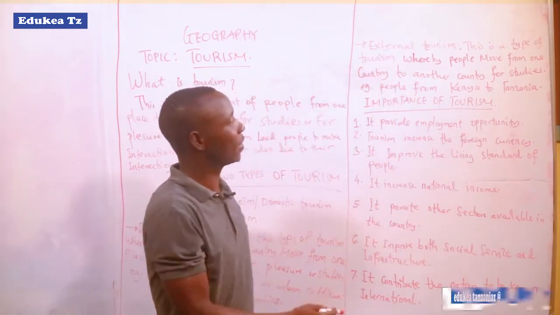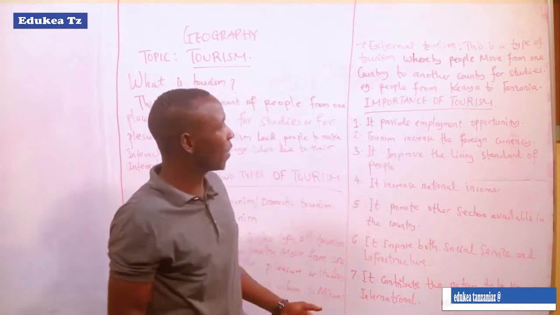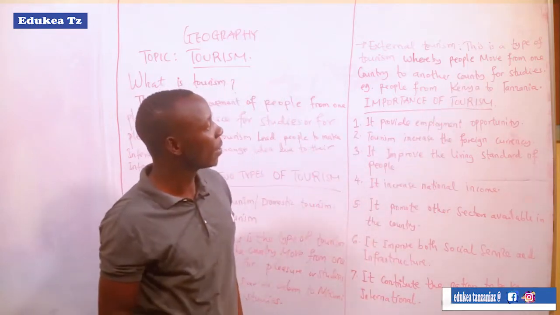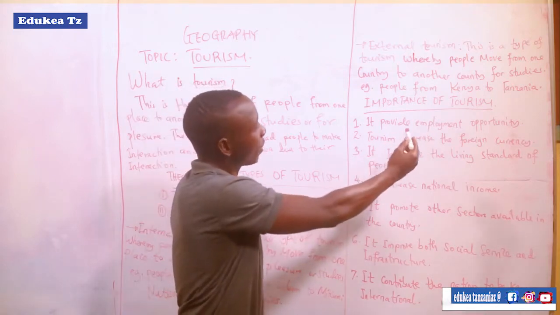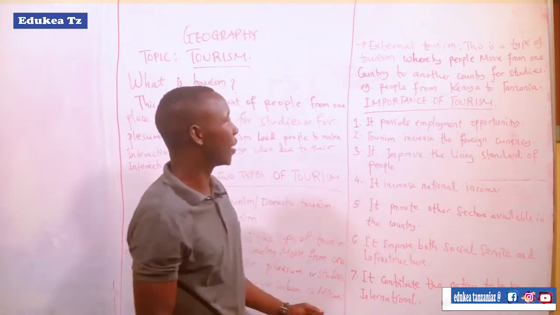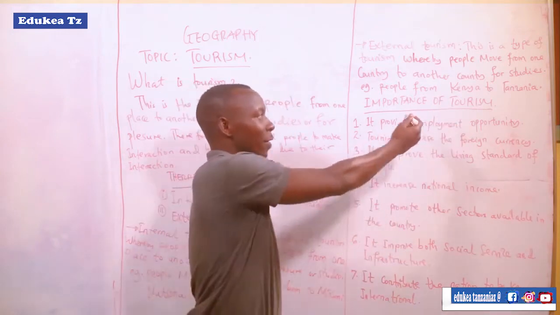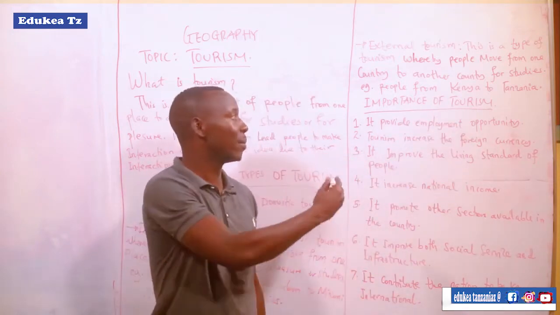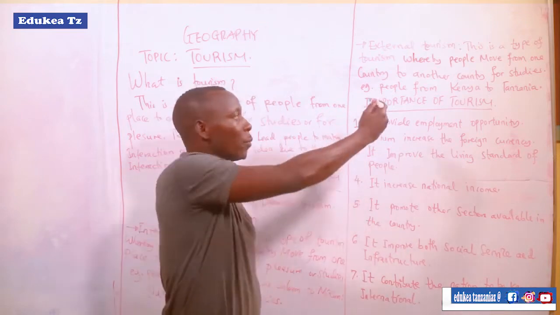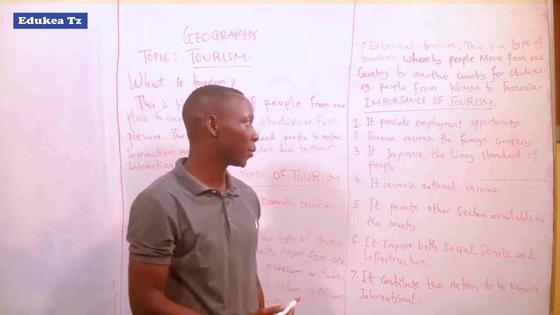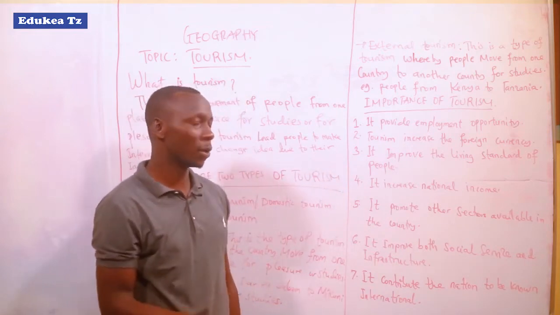So therefore, let us see the general meaning of external tourism. This is the type of tourism whereby people move from one country to another country for studies. For example, people from Kenya to Tanzania is one example. Or sometimes people may move from Europe to Africa, or from Asia to Africa. So that is what you call external tourism.